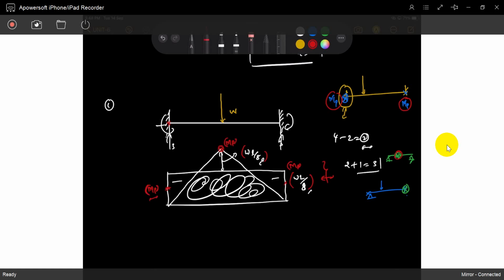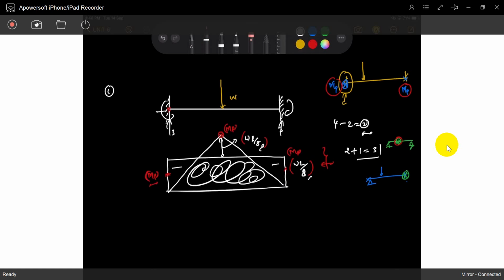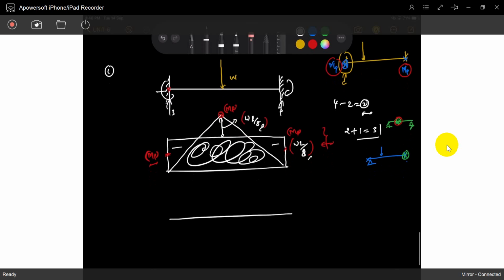Sir, how can you find out the carrying capacity? So now you can see. Based on the bending moment diagram, you can easily say it, sir. See, the same diagram I will write like this. You already know it.